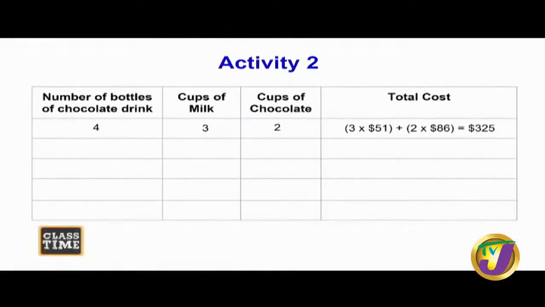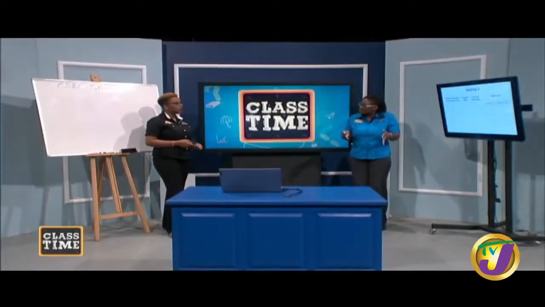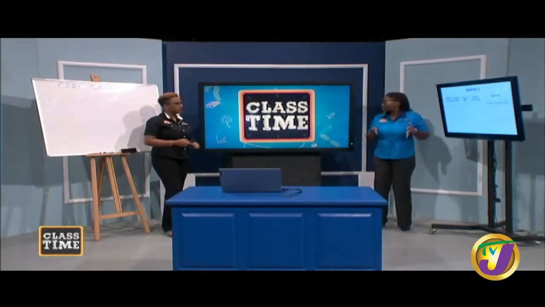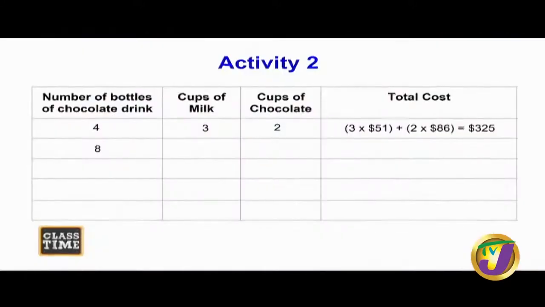All right. So what if I was making 8 bottles? Because I realize now that we're doing this in batches. So we have a batch that we make and we get 4 bottles out of that. So we do another batch. How many bottles are we going to have now? 8 bottles. So we would have used 6 cups of milk here and 4 cups of chocolate, because it's twice. So we're doubling things here.